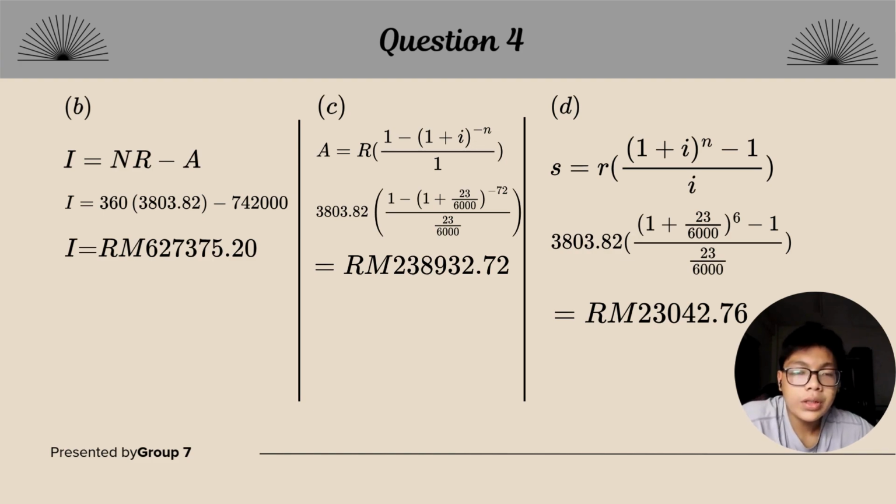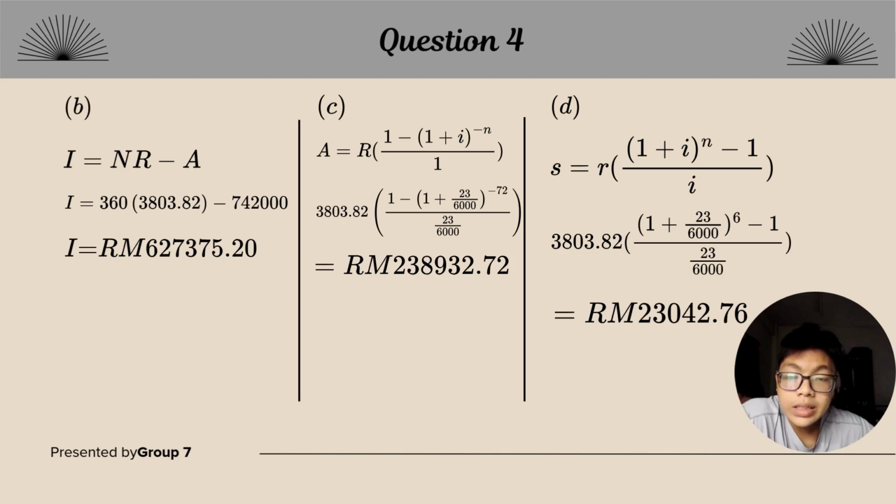Then we discuss about question C, which is immediately after paying the 288th payment, he decided to settle the balance of the loan. Find the balance. So we use this formula, put all the information we got, and it equals RM 238932.72.